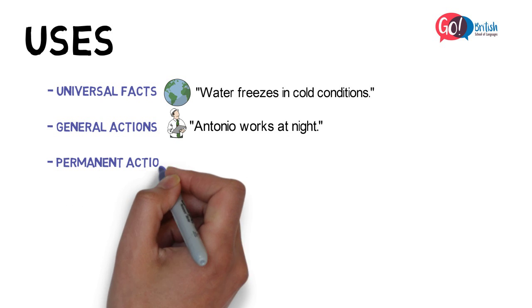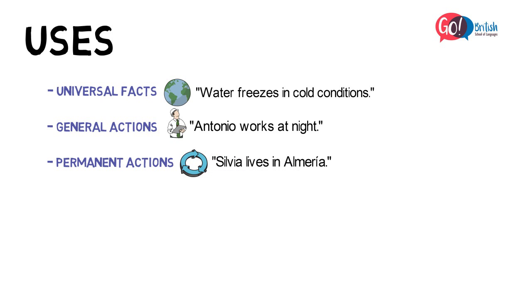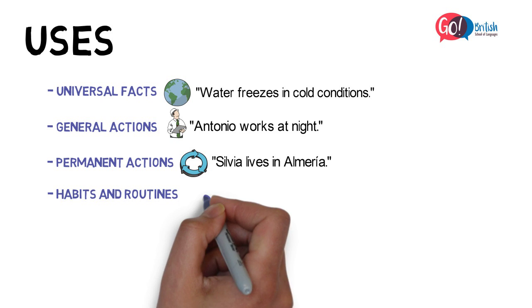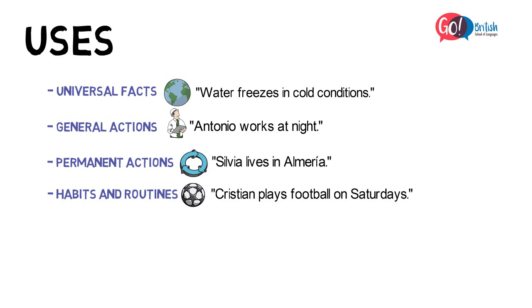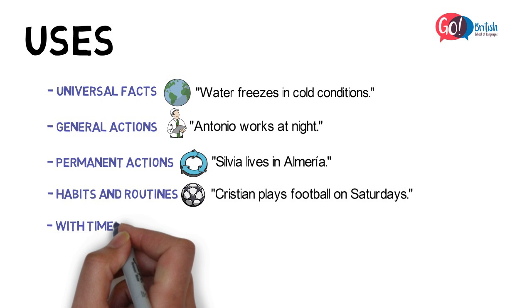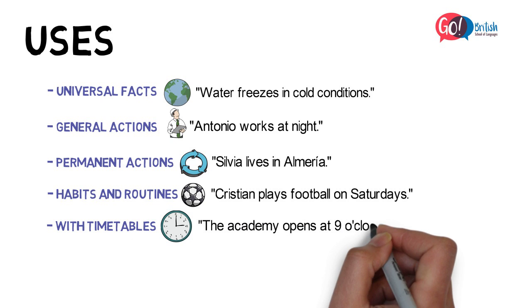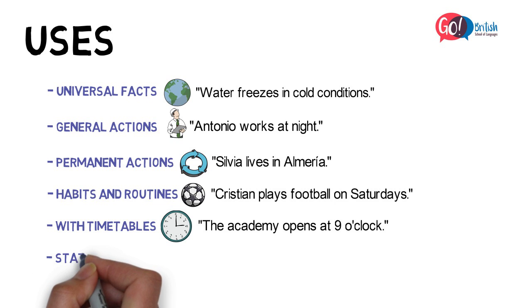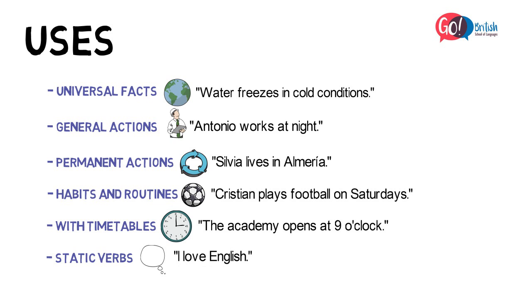Also with permanent actions, which are usually repetitive, like Silvia lives in Almeria. Also for habits and routines, for example, Chris plays football on Saturdays. Now with timetables like hours or dates, for instance, the academy opens at 9 o'clock. And finally with static verbs, which are related to thinking, emotions, feelings, like I love English. As you can see, I'm using adverbs of time in some of them, but not always. But we're going to see that later, okay?